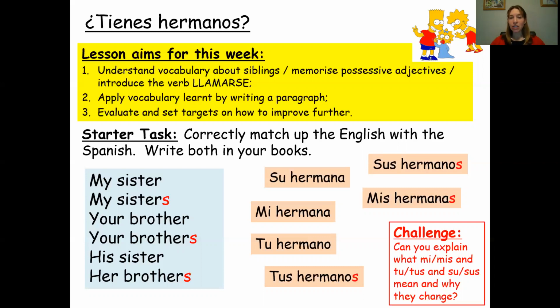There's also a challenge activity. Can you explain what mi, mis, and tu, and tus, and su, and sus mean, and why they change? Okay, so that's a bit of an extension, bit of a challenge activity. So pause me now, and please write that in your books.